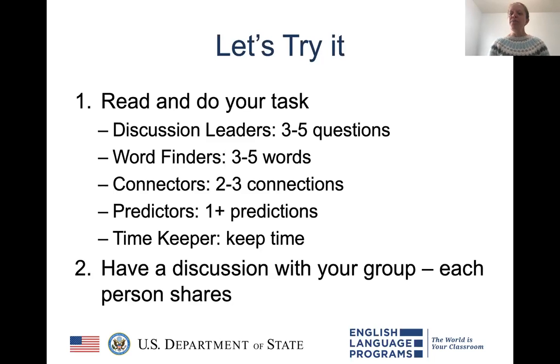You take some time, read the passage, and do your task. Then second, you'll have a discussion with your group, and each person can share their tasks. One note, discussion leaders, your responsibility is to start a discussion. So you should ask the questions and let your group answer the questions. Okay, we'll give you some time to try this now. Use the text Snow Day Fever and try having a discussion group with some of your fellow teachers.